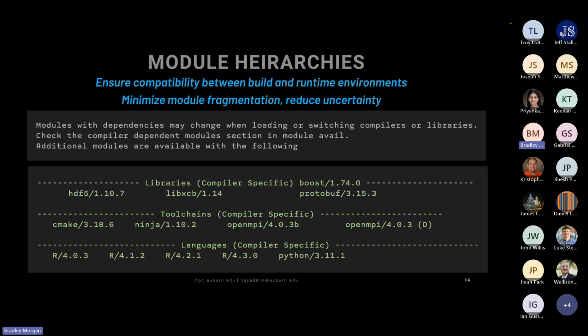So yeah, module hierarchies ensure the compatibility between build and runtime environments and minimize module fragmentation. You don't want to have to load libraries that were built with 6 different compilers, and so on and so forth. And more importantly, in the context of research, we've already got enough uncertainty to deal with. We're doing experimental things where we're not sure what the result's going to be. We're trying to find out. And if we can just avoid any additional uncertainty, that's great.